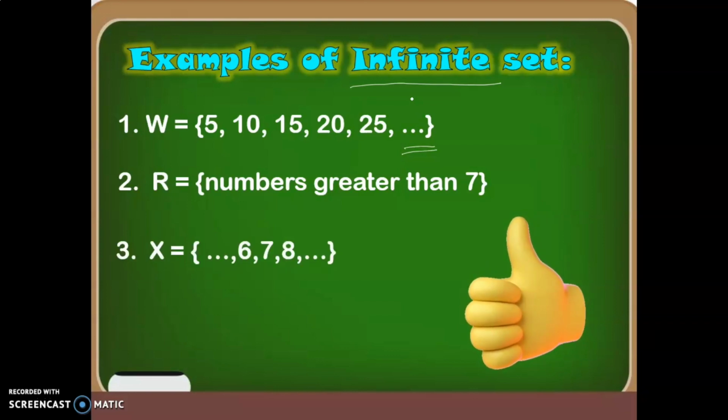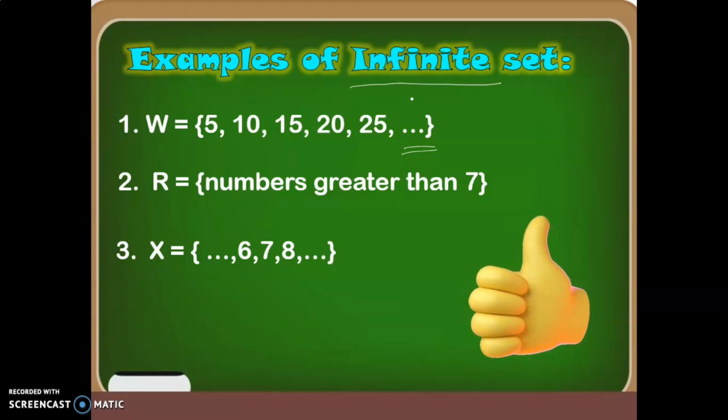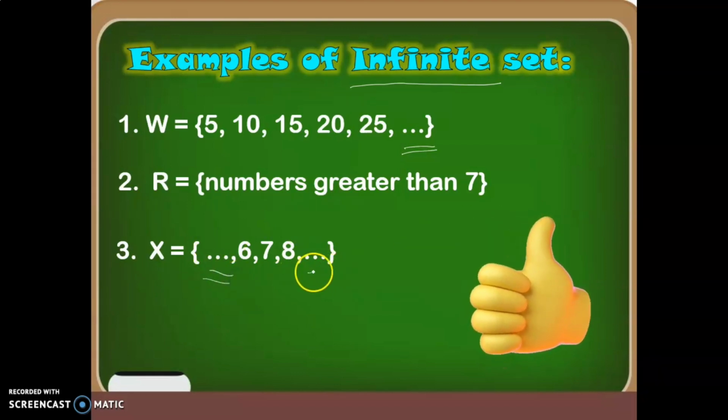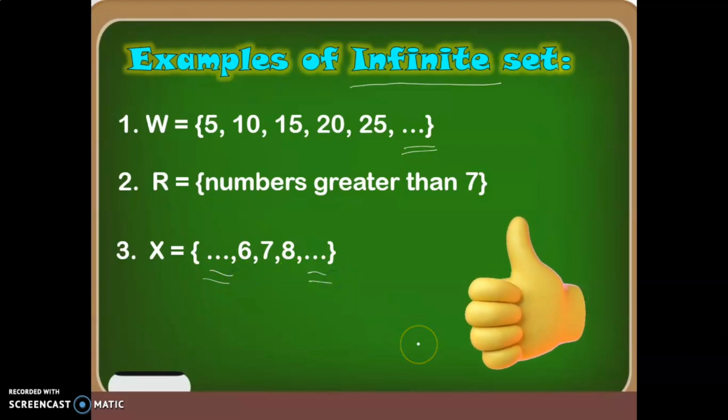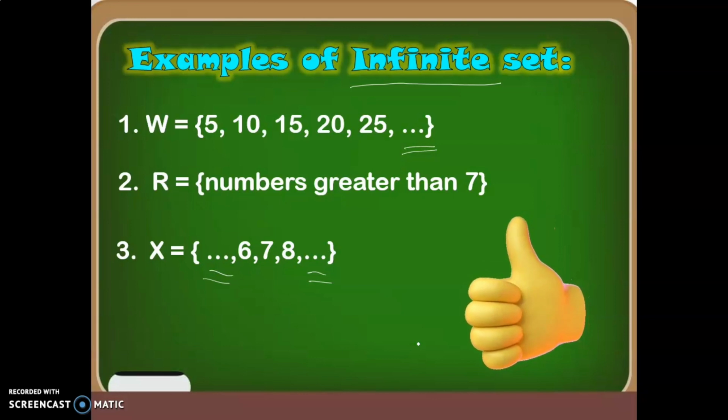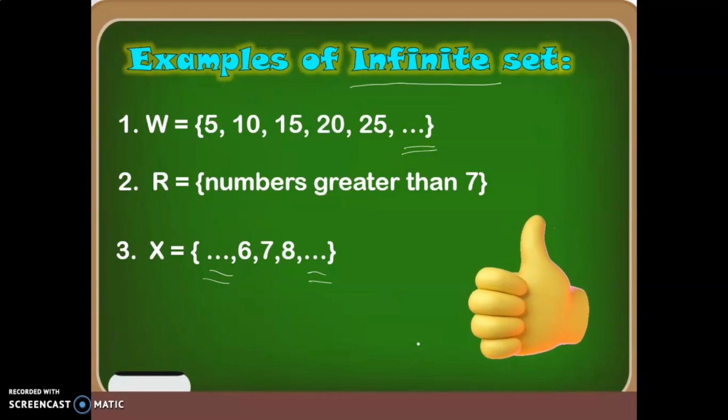Next, set X contains the numbers ellipses, 6, 7, 8, ellipses. So which means all the numbers less than 6 and all the numbers greater than 8 are included in this set. And since there is no limit, we consider set X as an infinite set.